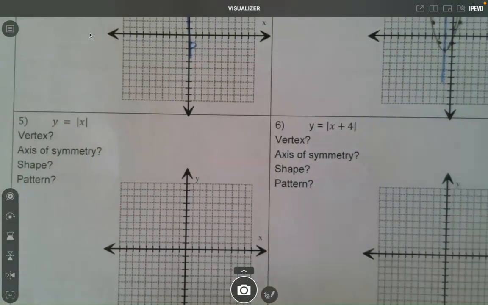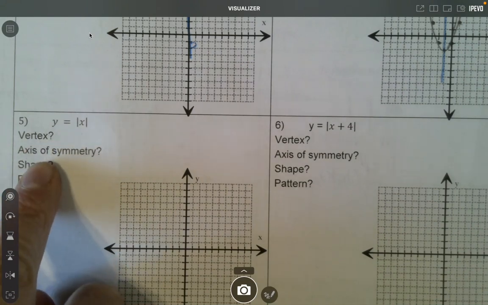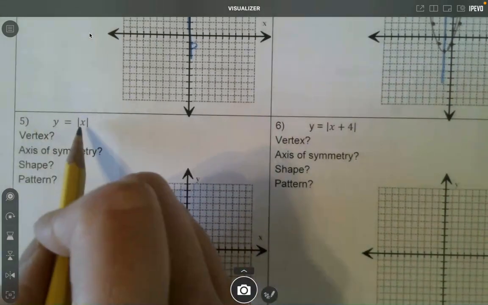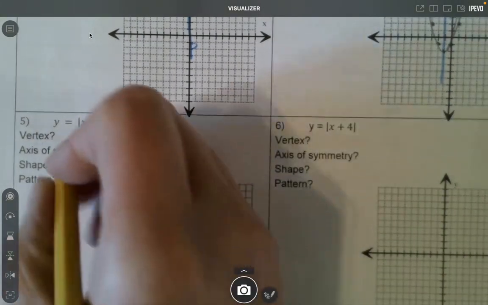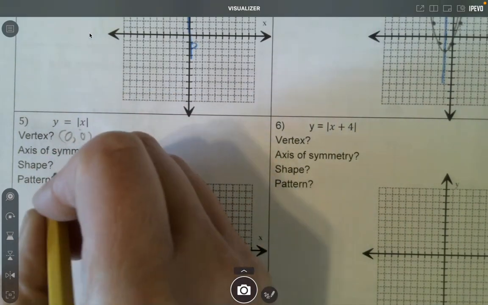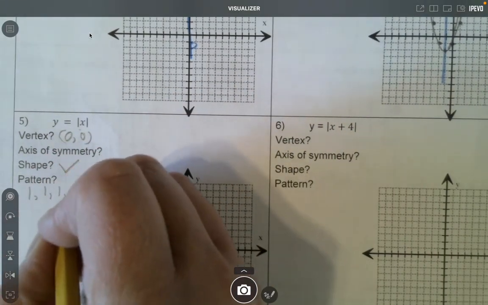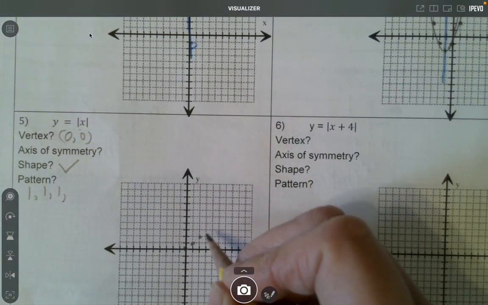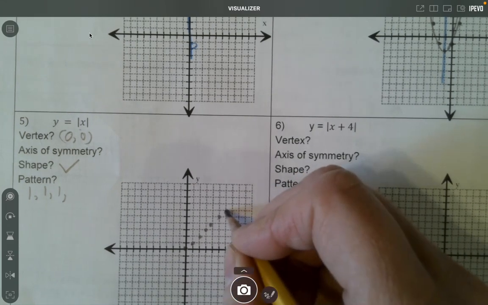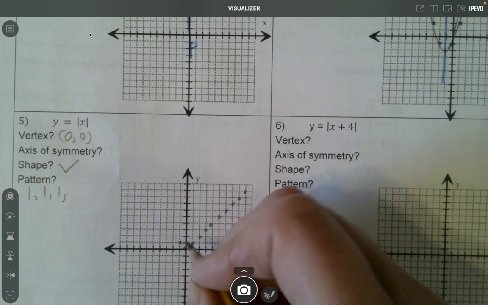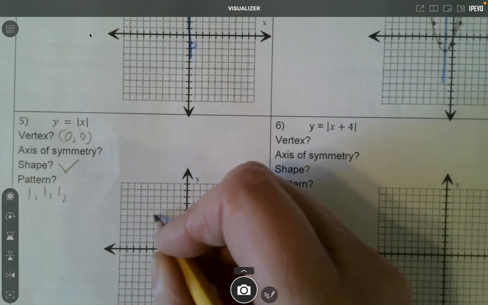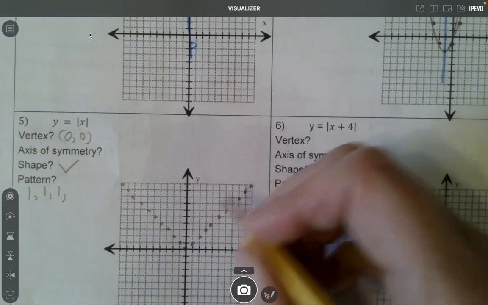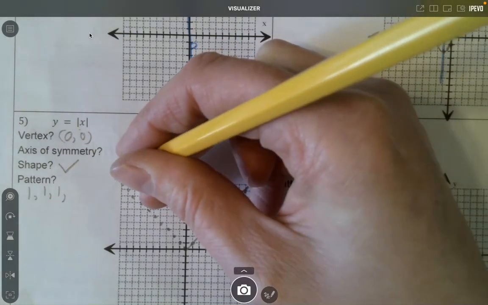So remember, absolute values have the same kind of pattern for vertex and axis of symmetry. The only thing that's different is our shape and our pattern. So like on this one, I have nothing inside my absolute value with x, nothing outside, so my vertex is 0, 0. And so my shape is a V and my pattern is 1, 1, 1. So let's go ahead and start at 0. Up 1 over 1 on both sides. That's a lot of points. And these should be straight lines now.